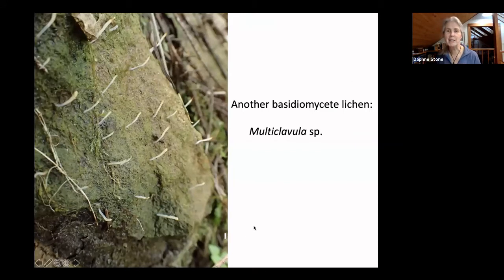I apologize. Another basidiomycete lichen is Multiclavula. And you can see both of these basidiomycete lichens usually in the spring when it's wet. So maybe now, or maybe it's a little too late this year to see these two basidiomycete lichens. The rest of the year, you don't know that they're a lichen at all because it's just the green covering on the soil or the log.